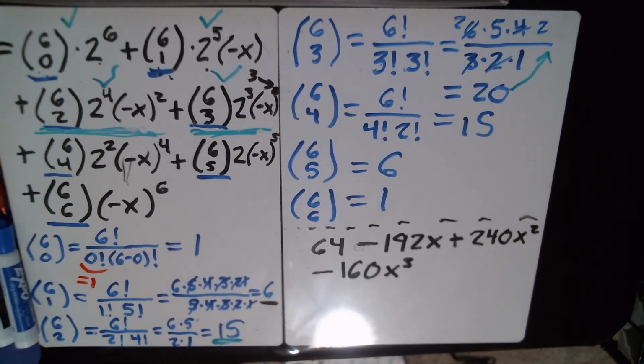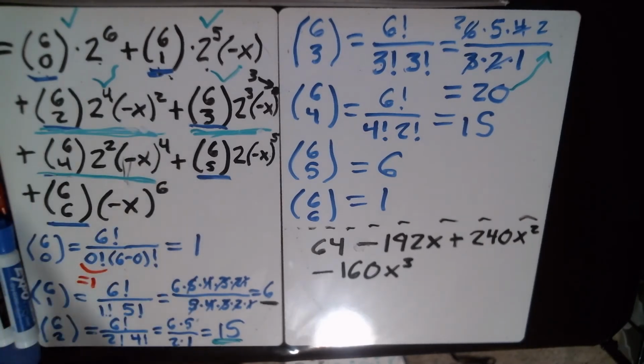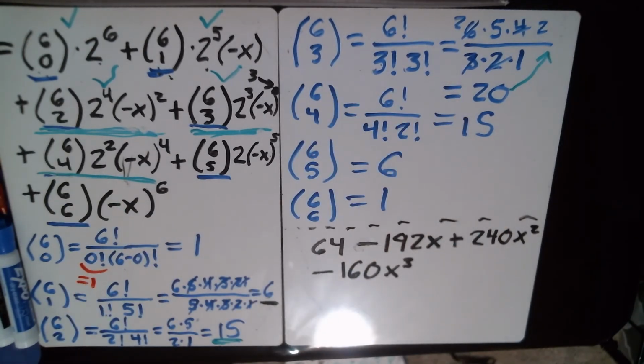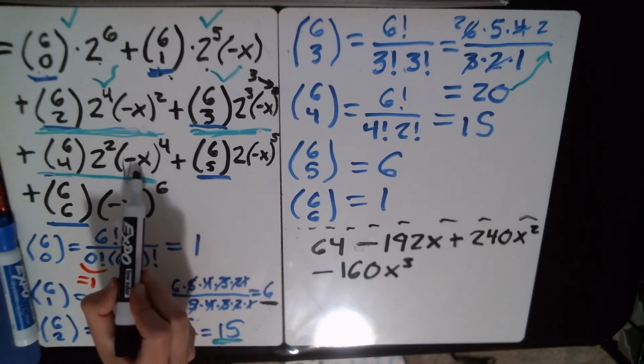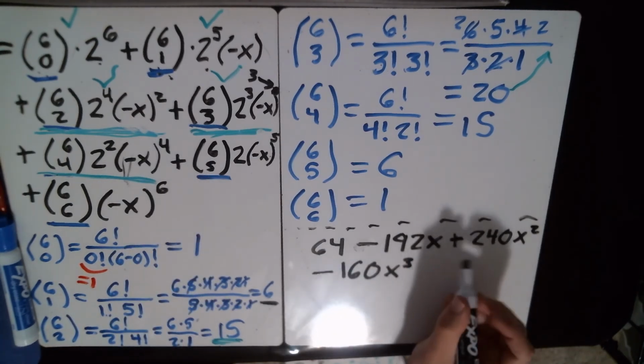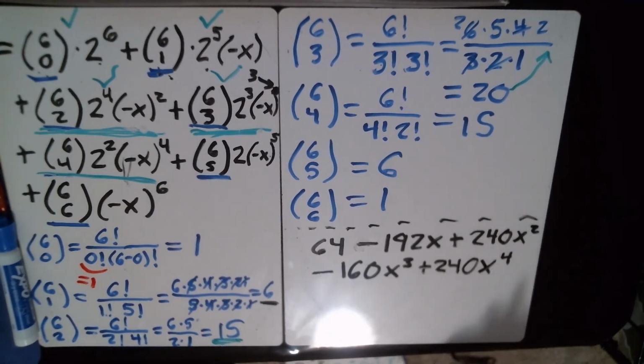Okay, we're almost there, guys. Just a little bit longer. We can do this. Now we're on 6 choose 4, which we figured out was 15. 15 times 2 to the 4th is 240. And when you do a negative to the 4th power, that's going to flip into a positive. So we're going to have plus 240x to the 4th power.